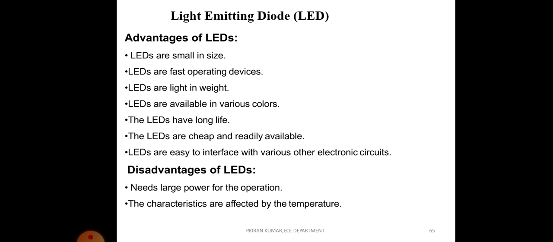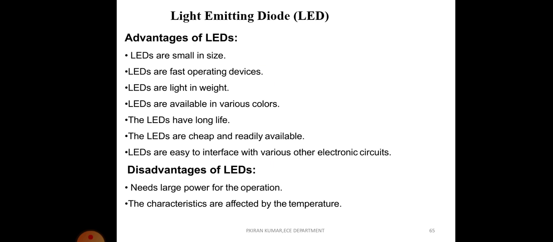Advantages of LEDs: LEDs are small in size. To glow the LED, it requires around 4 volts. Some LEDs require 1.7 volts or 1.8 volts. We can say this is the cutoff voltage.